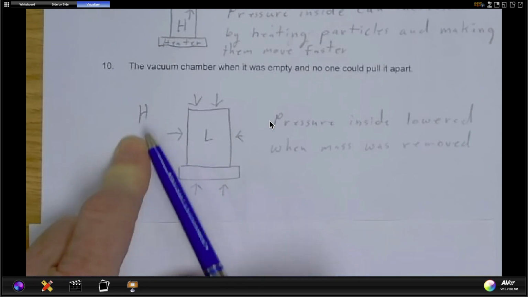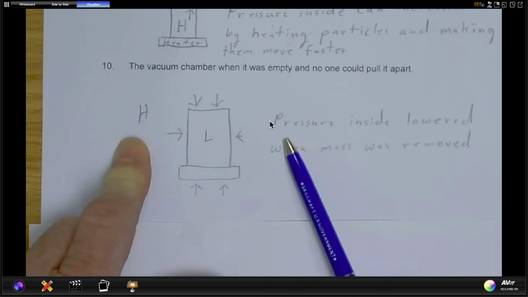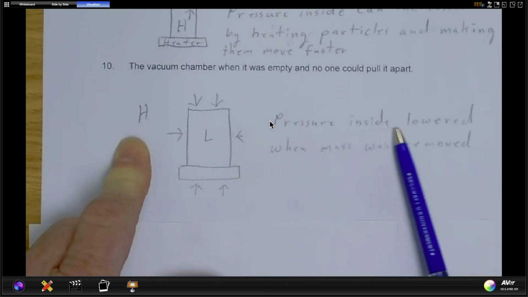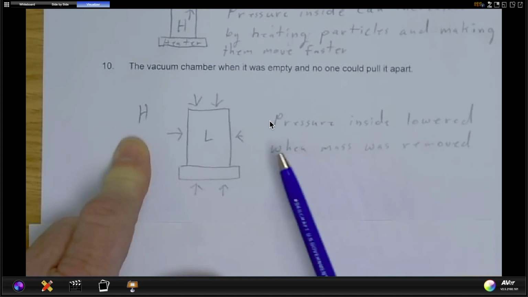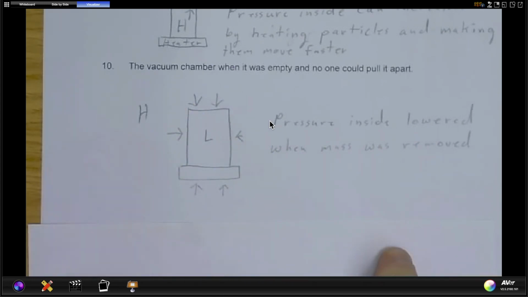So once again, high pressure labeled, low pressure labeled, the direction of force labeled, and telling how we got the low pressure. Here we got the low pressure when the mass was removed. You're going to really want to review your notes and all the models in your notes, because they are going to be very, very helpful on this test.